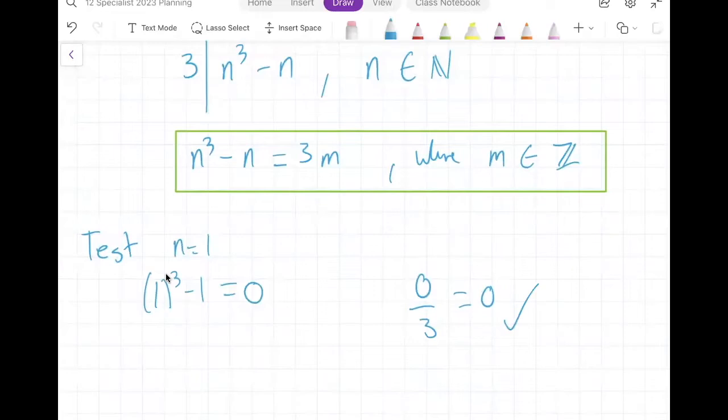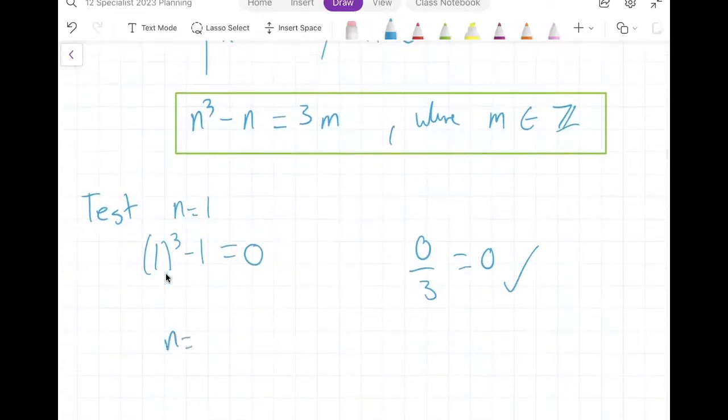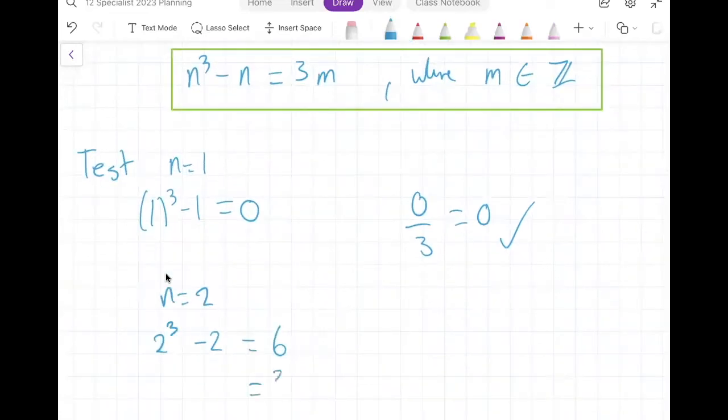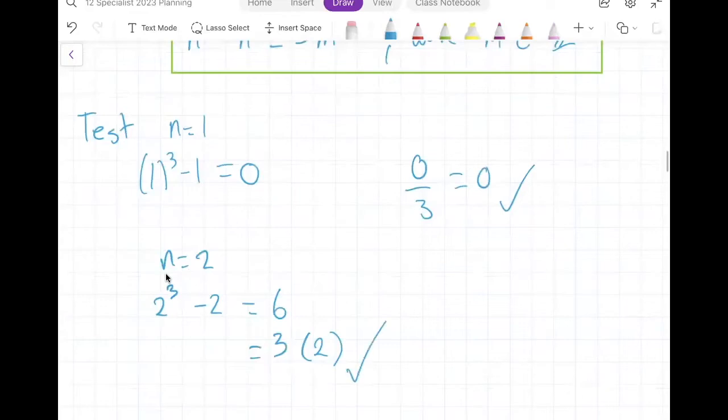However, if you're unsure, we could always test the next value along. So if I did n equals 2, that would be 2 cubed minus 2, which would equal 6. Now we know 6 is definitely divisible by 3, because I could write this as 3 multiplied by 2. So 3 times a whole number means it must be divisible by 3. So therefore, I can say it's also true. I don't actually need to show both, but I just want to clarify. If you see 0 and you're not sure, you can always do the next one along, and you'd still get 4 marks.